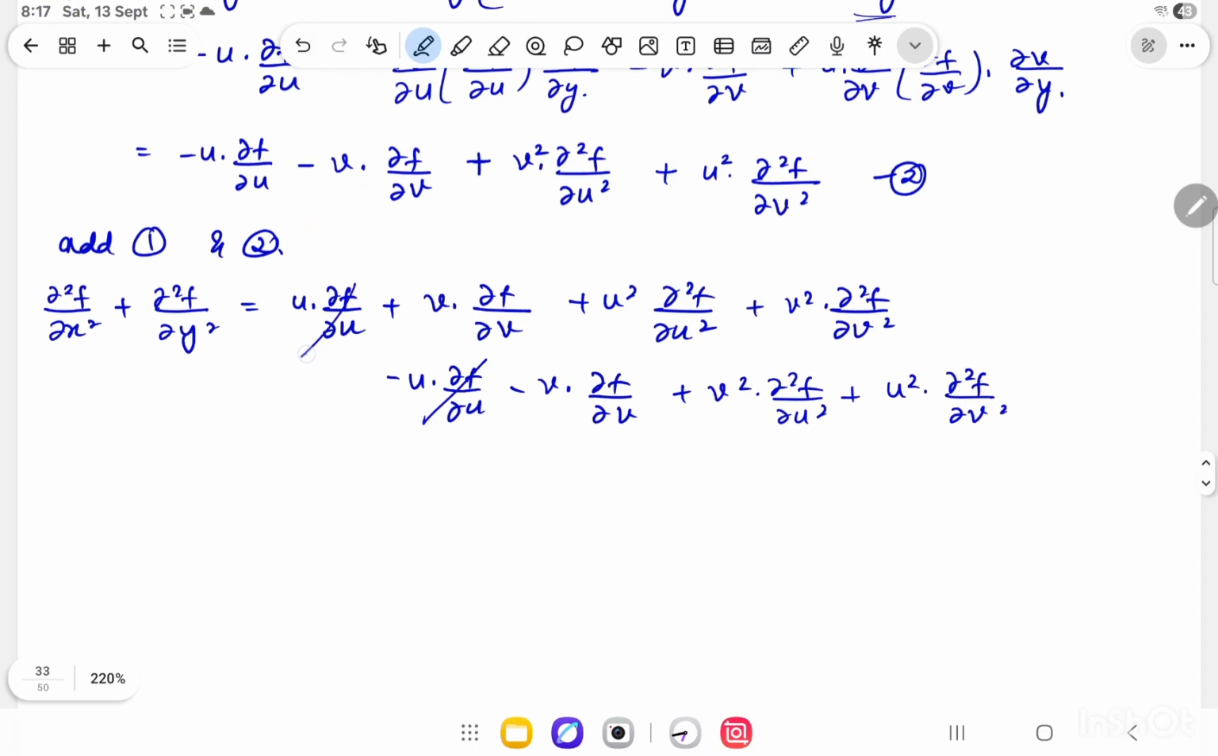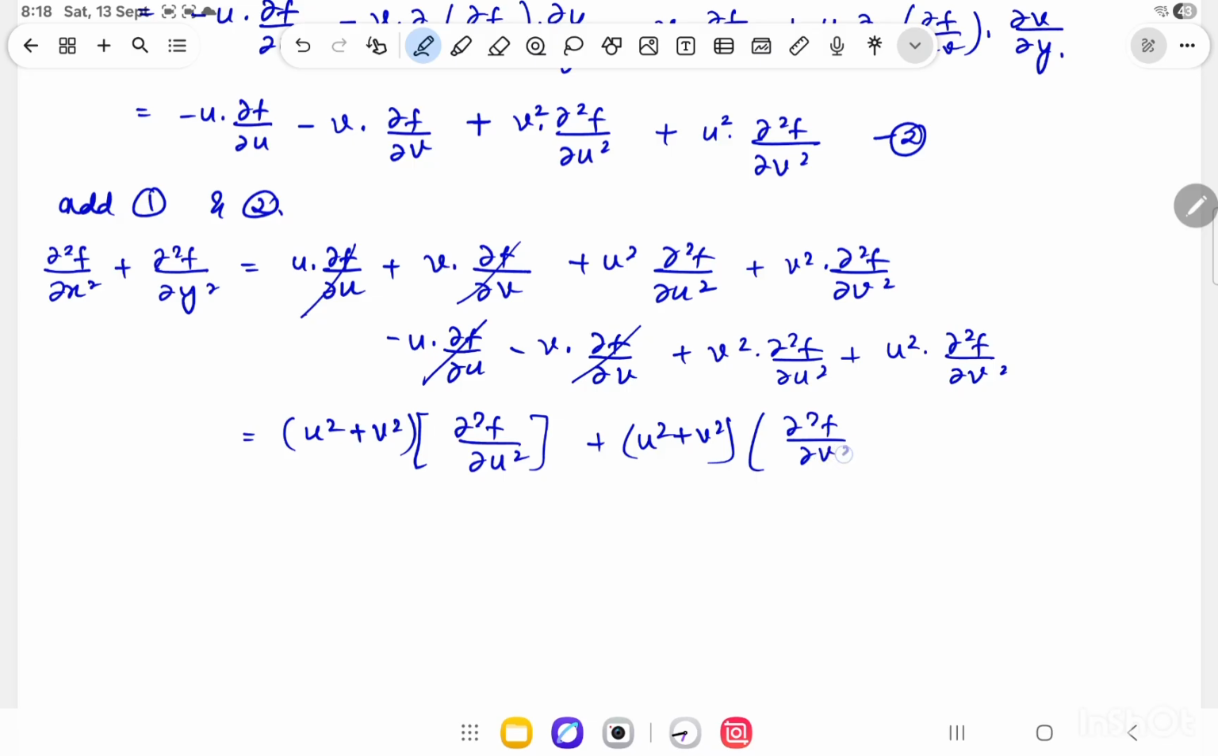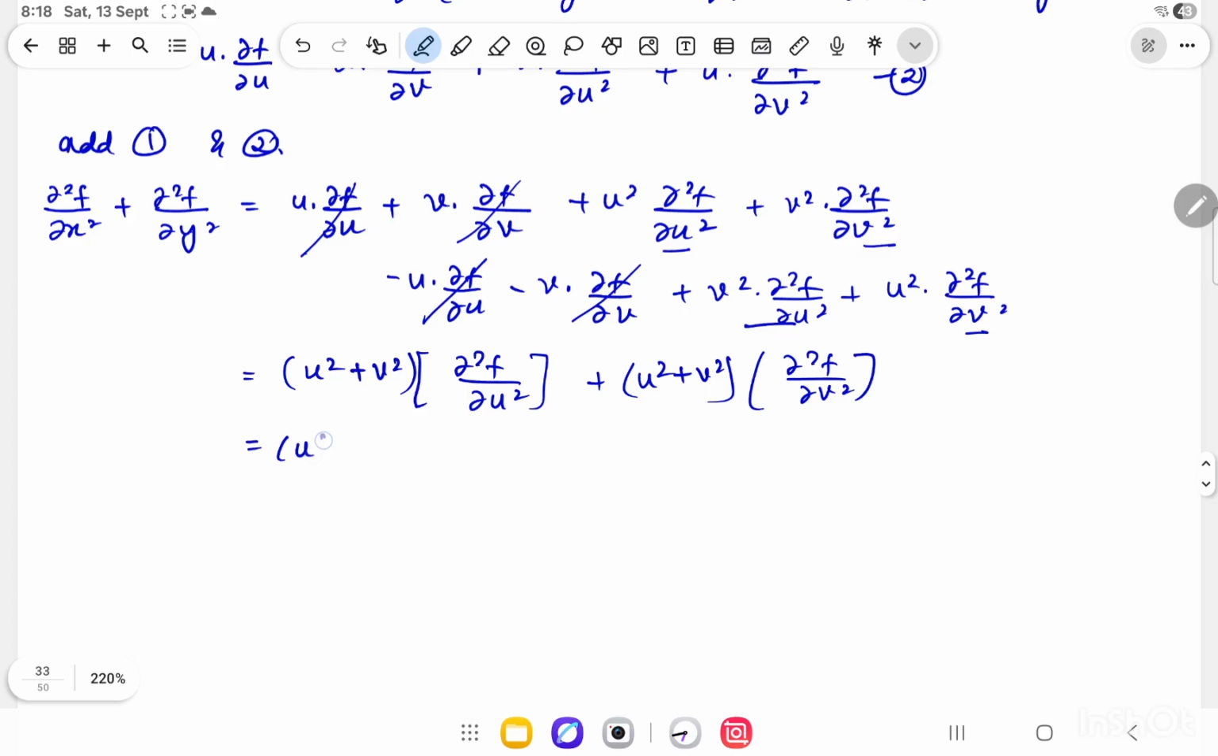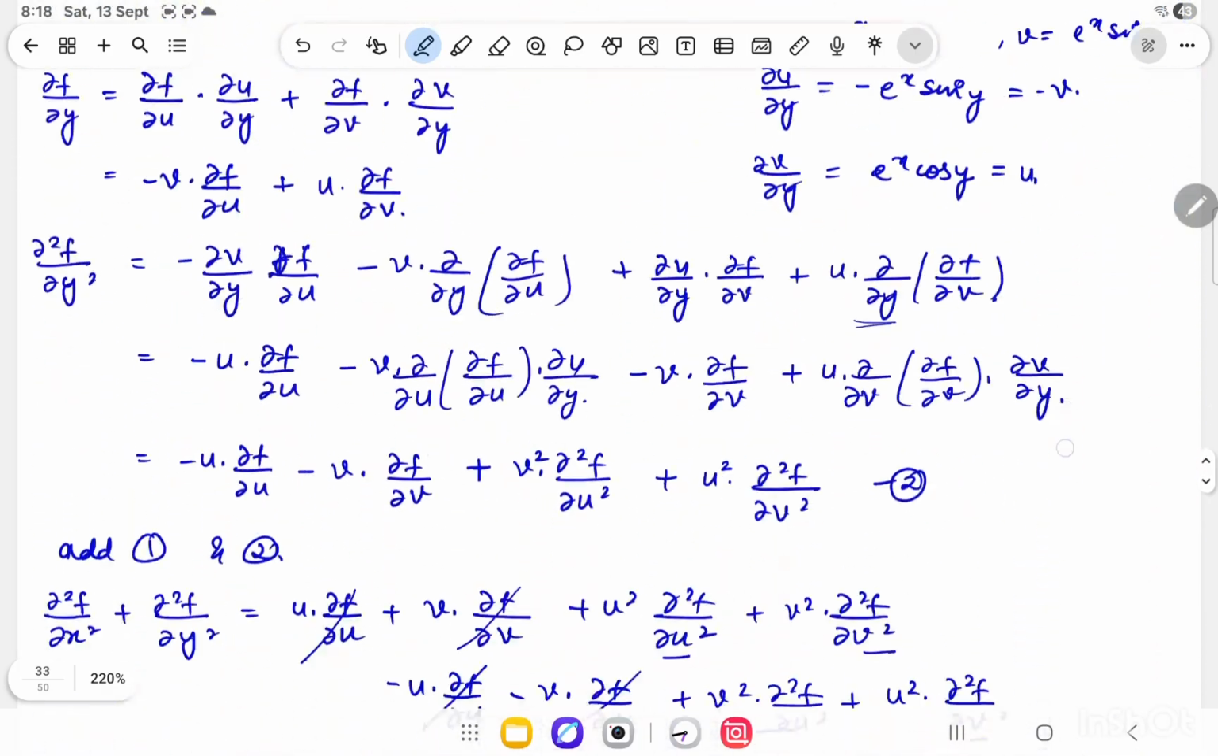So this term balances this one and this balances this. So we'll get u square plus v square into del square f by del u square plus u square plus v square into del square f by del v square. I have clubbed this and this term with this term. So again I can take u square plus v square common, so I'll get del square f by del u square plus del square f by del v square, and that's what we are supposed to prove in this question. So let's move on to the next question.